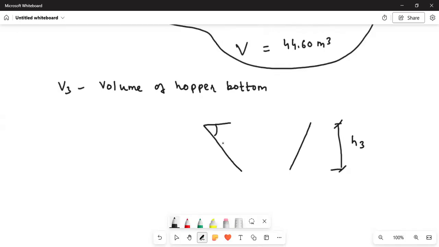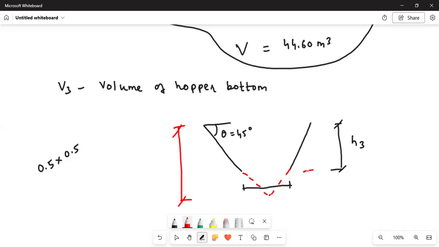Theta should be greater than phi. Phi is 30 degree, and theta, the slope of the hopper bottom, should be greater than phi. So theta equal to 45 degree. And let's assume that the size of the opening is 0.5 meter by 0.5 meter. Now, if we continue this, you will get this distance. This distance minus this distance will give you H3.